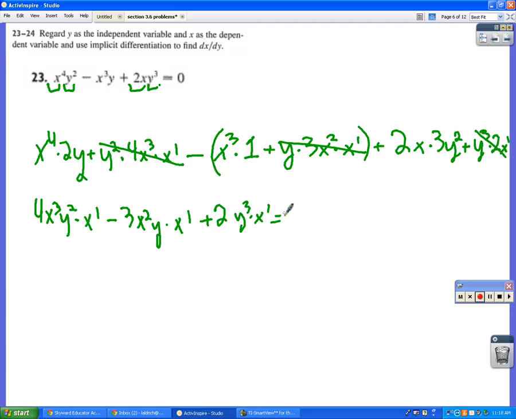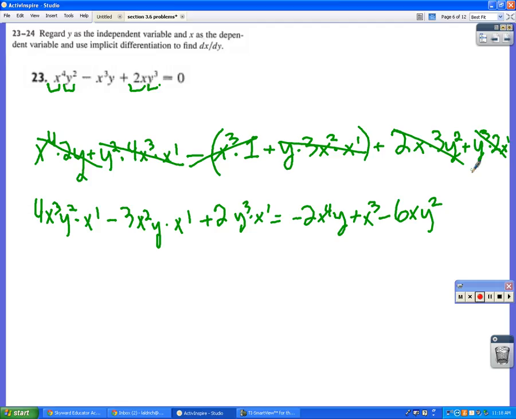Equals. Now everybody that does not have an x prime in it is going to go onto the right-hand side, and all the signs have to change because of that. So this becomes negative 2x to the fourth y. This becomes positive x cubed. And this becomes minus 2 times 3 is 6xy squared.